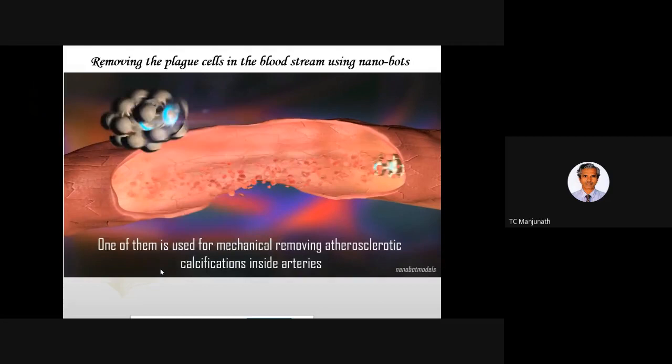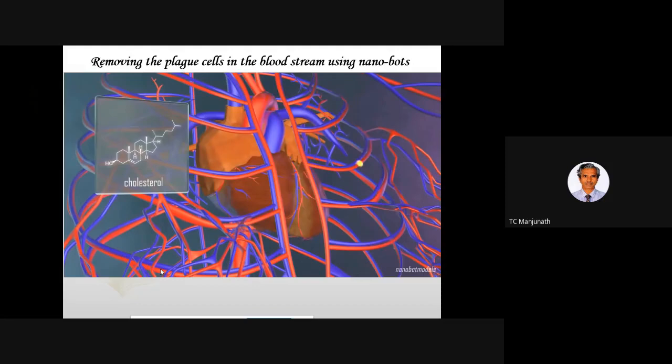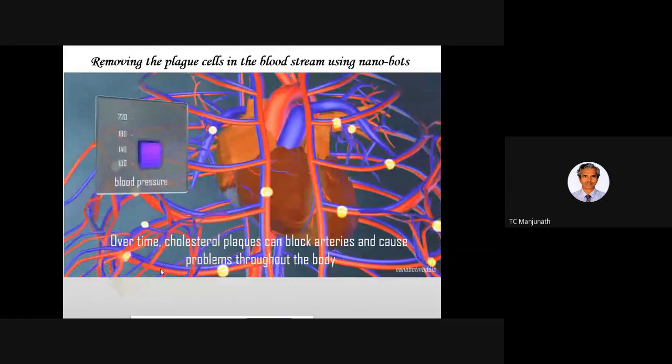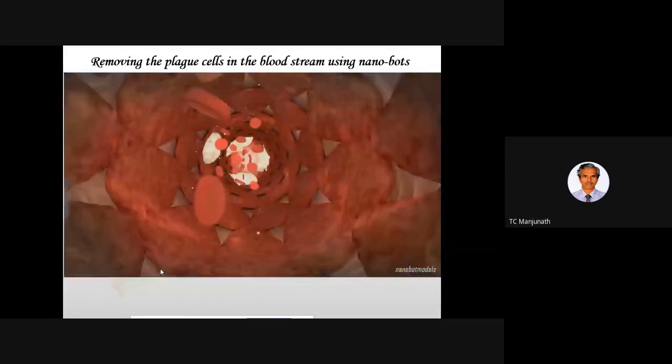One of them is used to remove the cholesterol content, in which the arteries become clogged up by fatty substances such as cholesterol. See there, it is showing all the veins are blocked because of the fatty contents. These nanobots can be inserted to clean the cholesterol and come up, as a result of which blood sugar becomes normal.